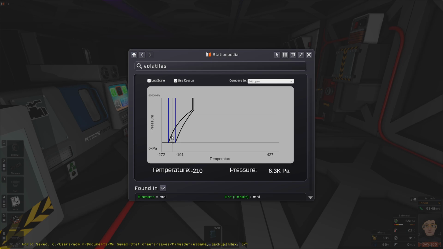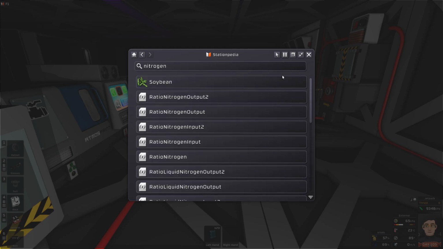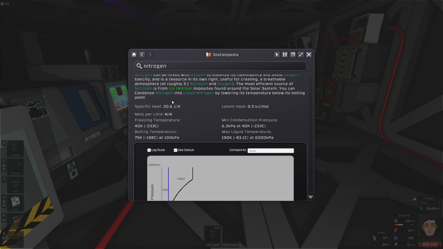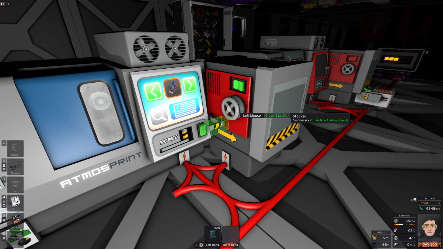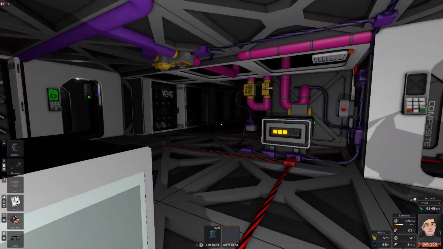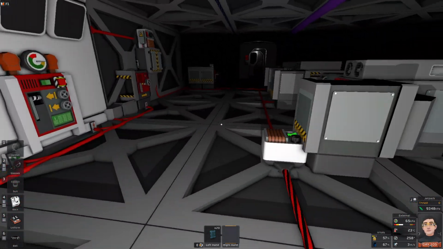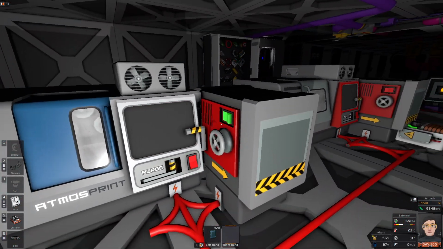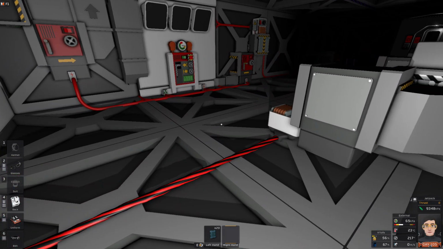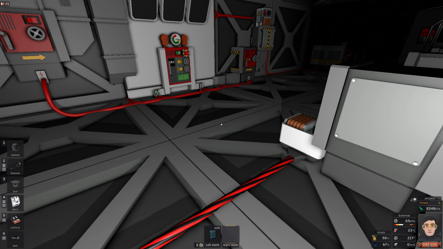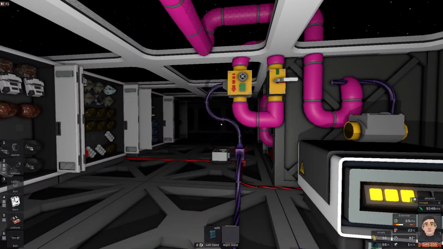Now another option would be nitrogen, which has, I'd say, maybe a better curve, but let's bring that one up. You can see it only has 20.6 joules of specific heat capacity, but, more importantly, only 5 kilojoules of latent heat. So specific heat capacity is the amount of energy it needs to absorb to change 1 degree Kelvin. Now latent heat is the amount of heat energy that it needs to absorb to go from a liquid to a gas, or to release to go from a gas to a liquid. And that's kind of important here.